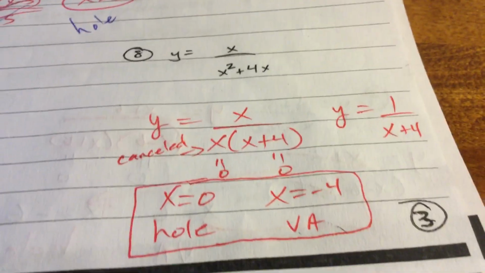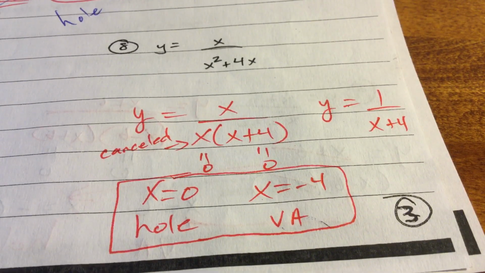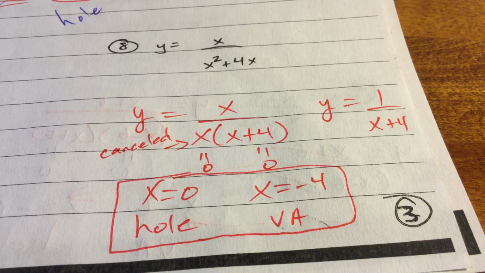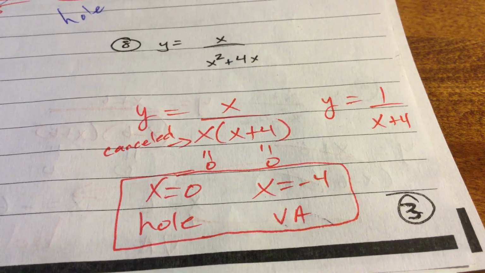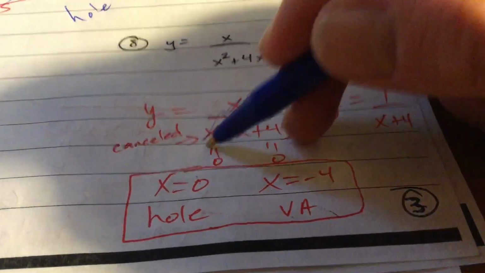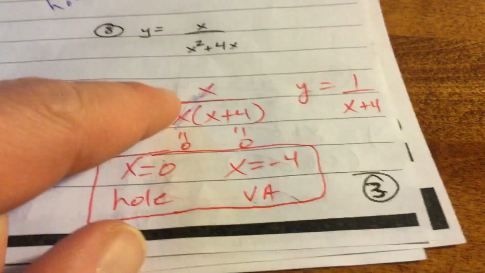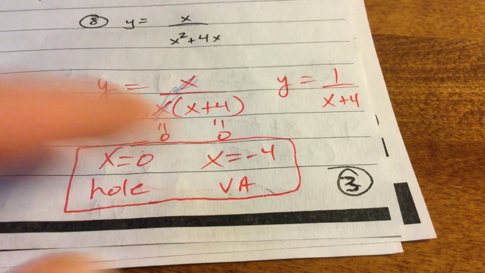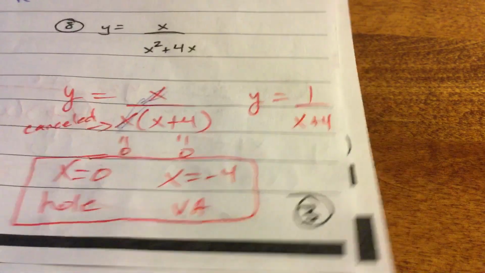Take a look at number 8 here. Factor the bottom. Take out the x they have in common, x plus 4. Notice how the x's will cancel, so x equals 0 is a hole because it was canceled. x plus 4 equals 0, or x equals -4, is a vertical asymptote.